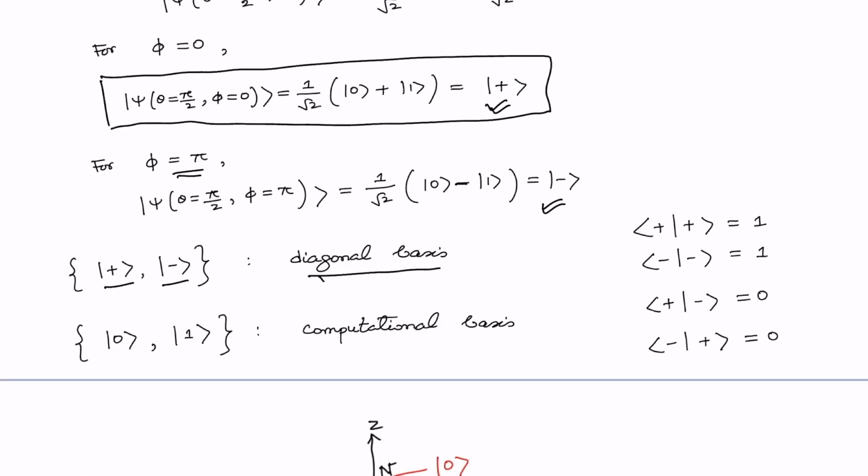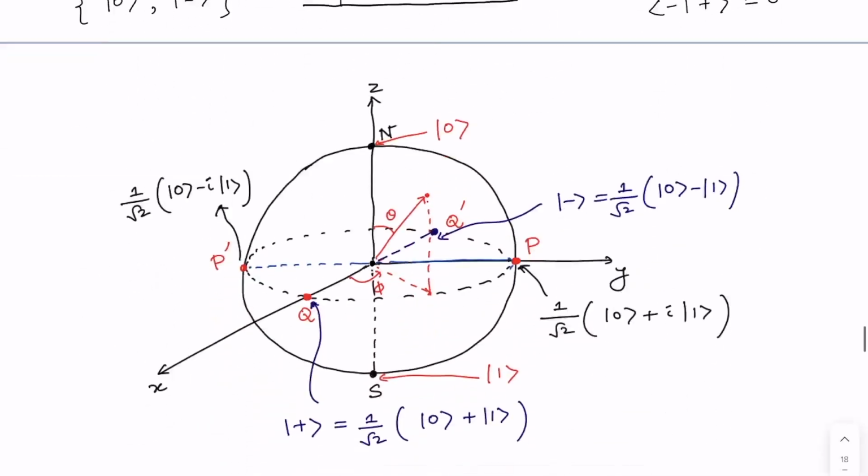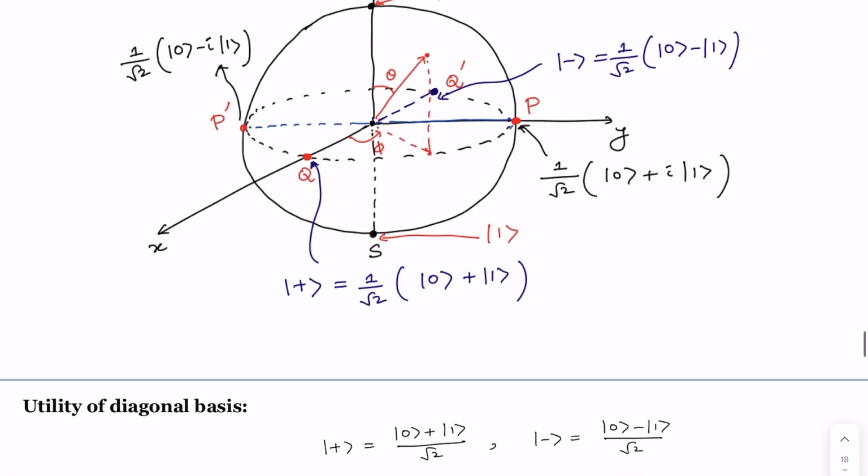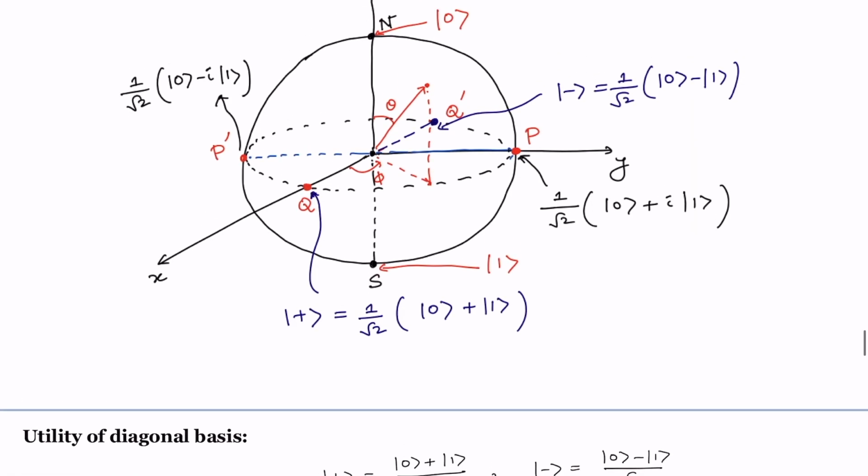These are called the diagonal basis. K plus and K minus form the diagonal basis. On the other hand, K0 and K1 are the so-called computational basis. And the advantage of this diagonal basis, I think you can easily make out. We discuss all these points on the Bloch sphere here.